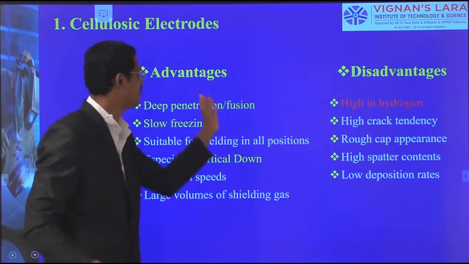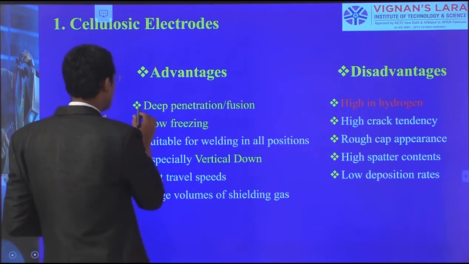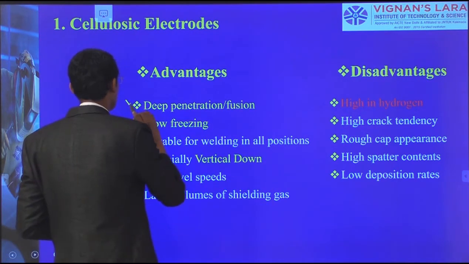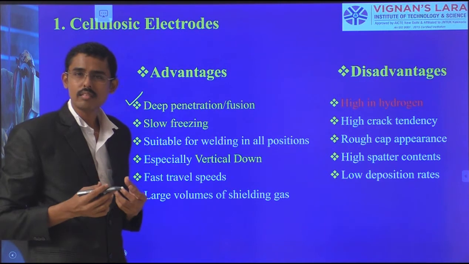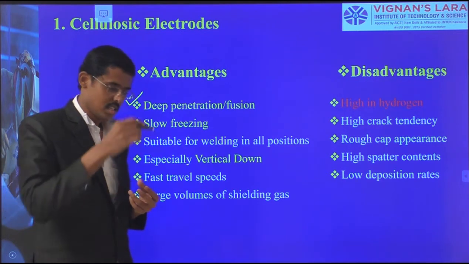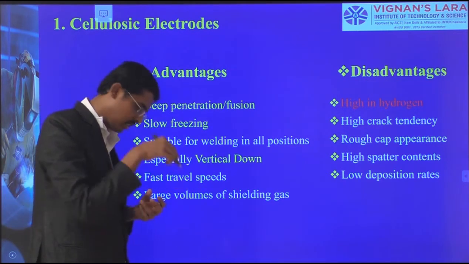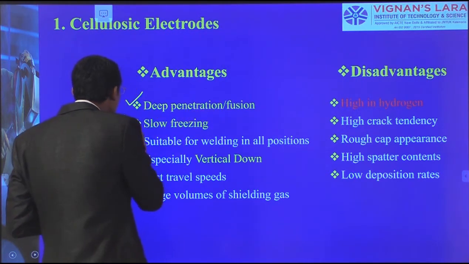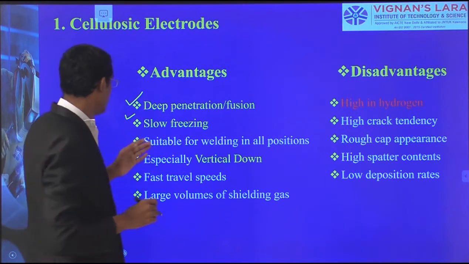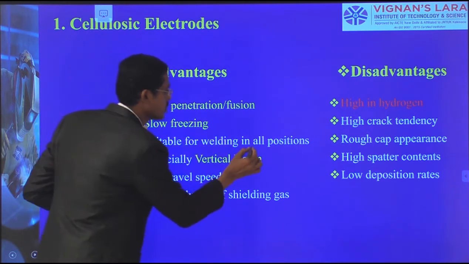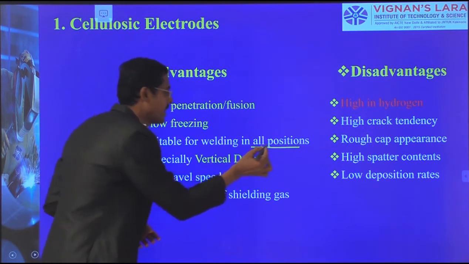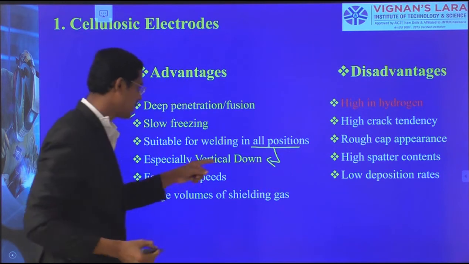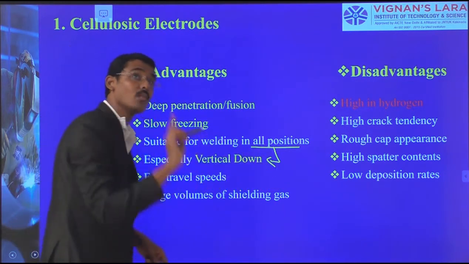So now the advantages and disadvantages. The deeper penetration. This is the reason we are using slow cooling, slow freezing. It has good fluidity. It reaches up to the last point. Deeper penetration, slow freezing. The second point I have given is suitable for welding in all positions. What are these all positions? Especially the vertical downward, not the overhead.